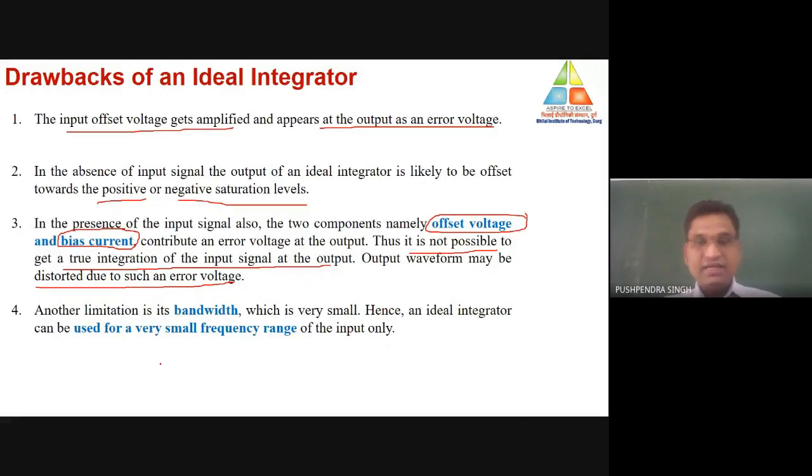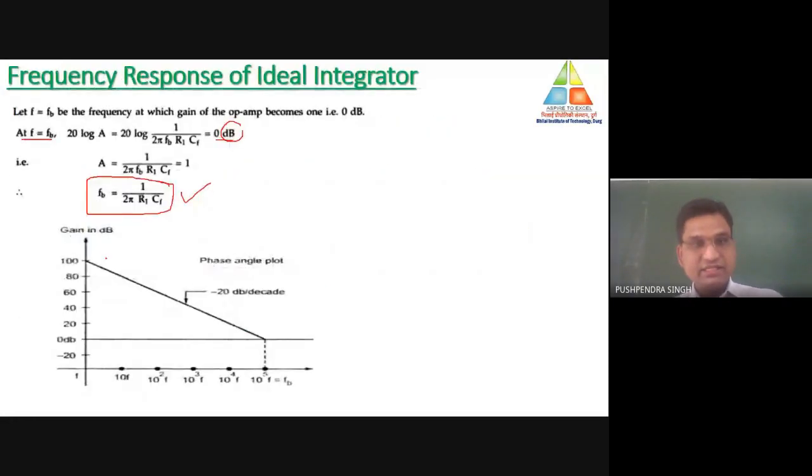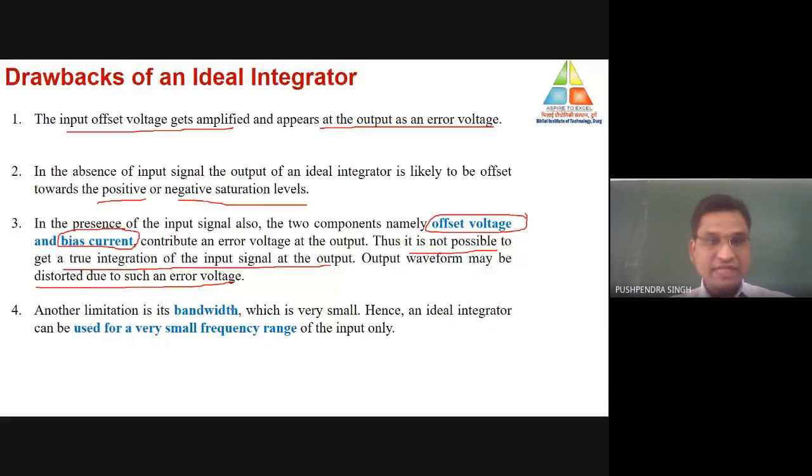The second thing is that as we increase the value of frequency, the value of gain gradually decreases. As we increase the frequency, there is a linear decrement in the value of gain. Due to that, the value of bandwidth is very small. The second limitation is bandwidth. And if the bandwidth is very small, the application area of that particular circuit will be minimized. This is the problem with bandwidth. So it is basically used for a very small frequency range.